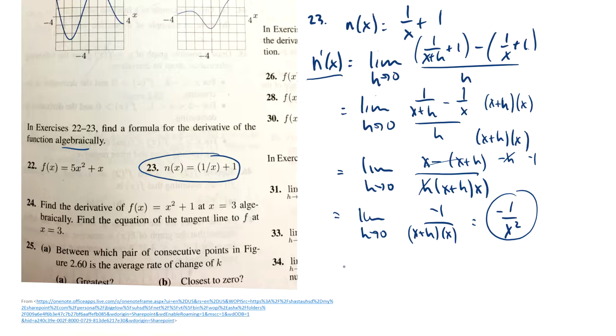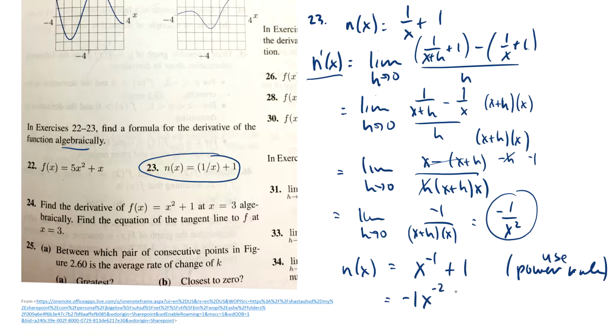Now if I use the power rule, I can write this as, if I use the power rule, I get negative 1 x to the negative 2 plus, and this is x to the 0, right? So that's 0 x to the negative 1, which of course is 0. So that gives me negative 1 x to the negative 2, which is exactly that guy. Okay, so we can look at it two different ways.